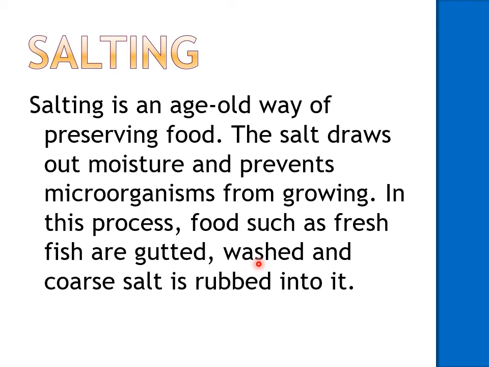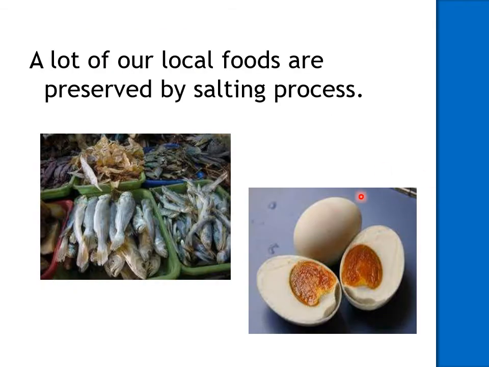Now there are other food items which are produced by salting. That is amla, raw mangoes, tamarind, as well as even eggs, as you can see in this image. A lot of other local foods are preserved by the salting process. As you can see here, this was the first one we discussed, that is fish. The fresh fish is being preserved by the process of salting.